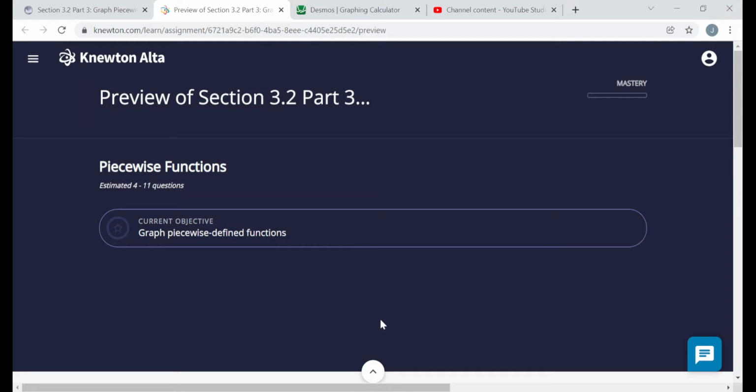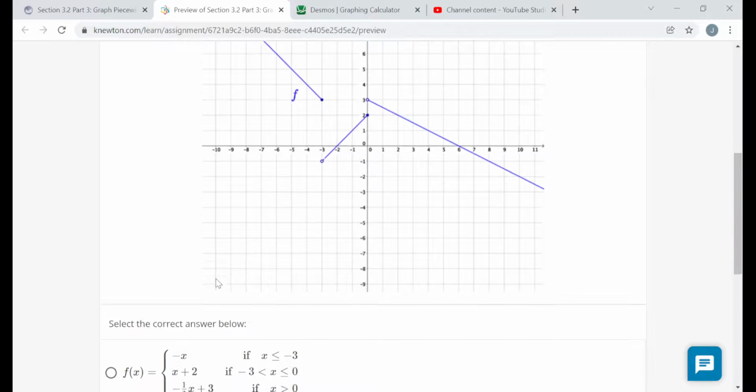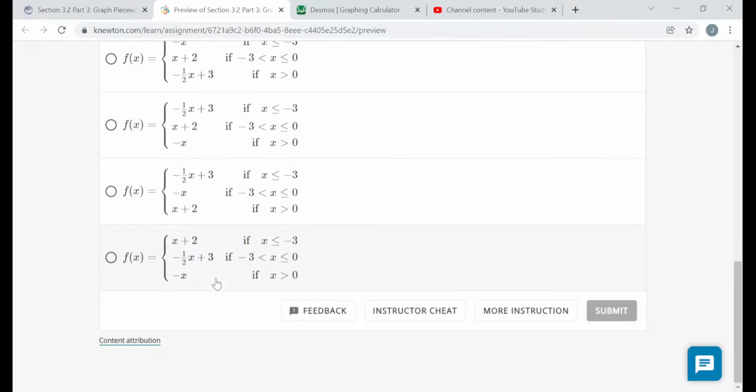Alright, so on the assignment page here, you have the title, your mastery bar, and the objectives. It looks like there's only the one objective here. That's nice, should be quick. Underneath the current objective, there should be a question related to that. And beneath each question, there should be a feedback button where you can send feedback to Knewton. You will not have the instructor cheat button. That's for instructors only. You will have the more instruction button. If you're ever struggling with a topic, try clicking on the more instruction button. It'll take you to a page with some reading or some videos to watch, and then you'll be given questions related to that instruction, and you can get through the assignment that way if you wish.